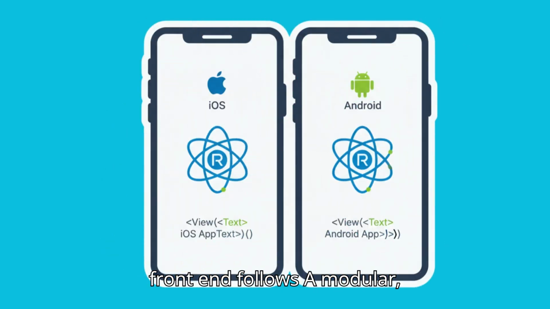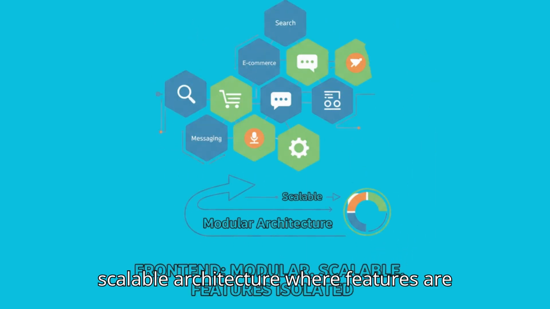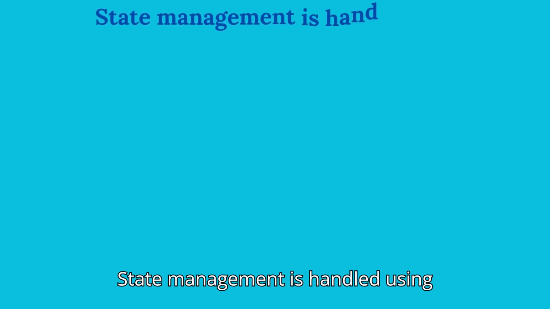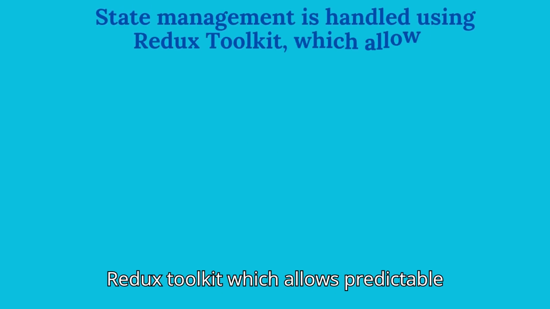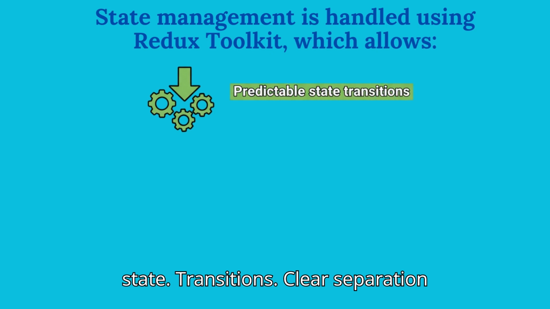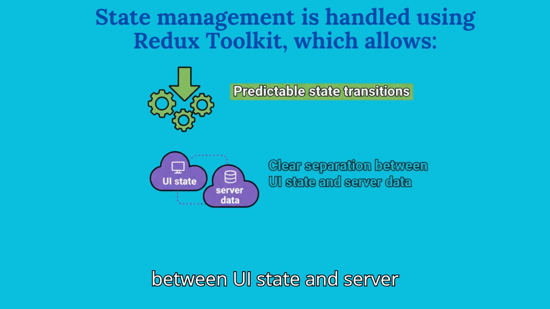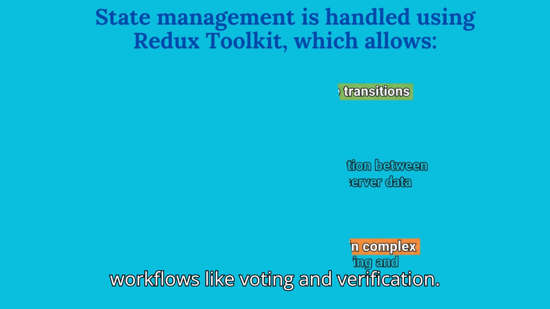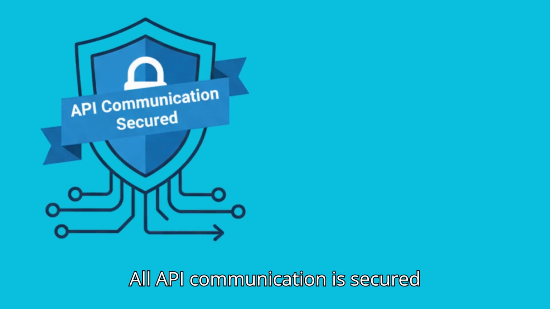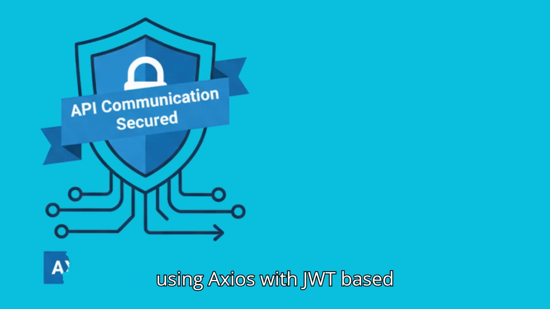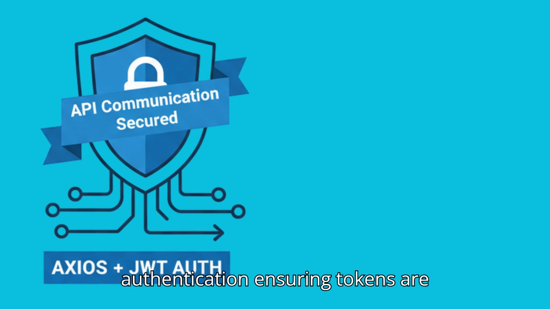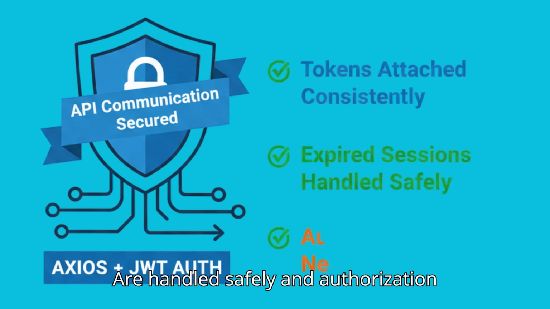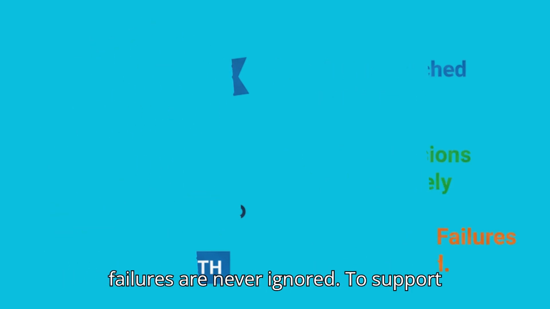The front end follows a modular, scalable architecture where features are isolated rather than tightly coupled. State management is handled using Redux Toolkit, which allows predictable state transitions, clear separation between UI state and server data, easier debugging in complex workflows like voting and verification. All API communication is secured using Axios with JWT-based authentication, ensuring tokens are attached consistently, expired sessions are handled safely, and authorization failures are never ignored.